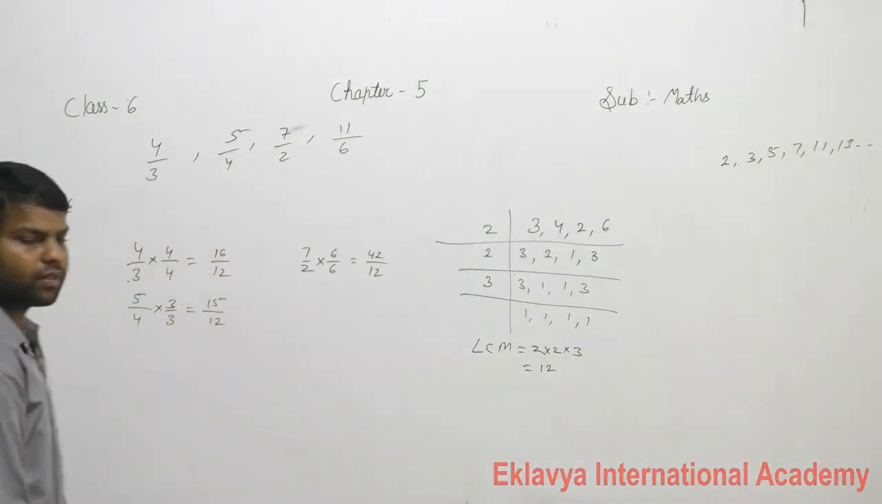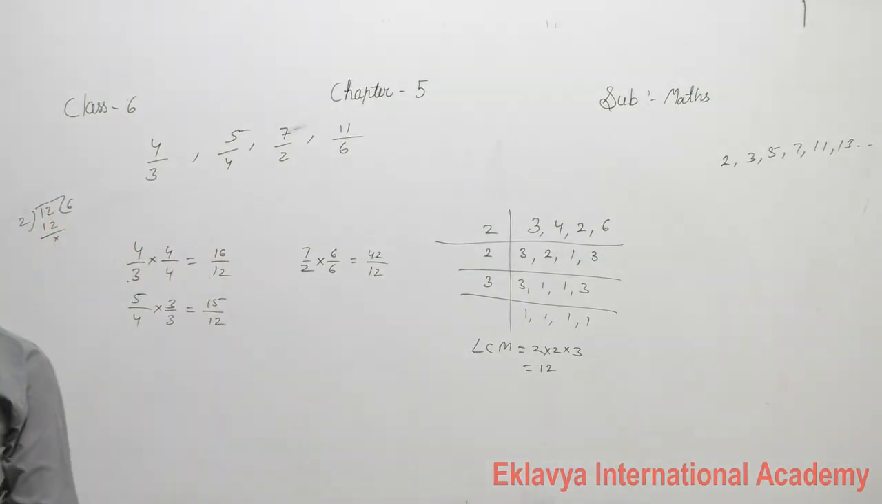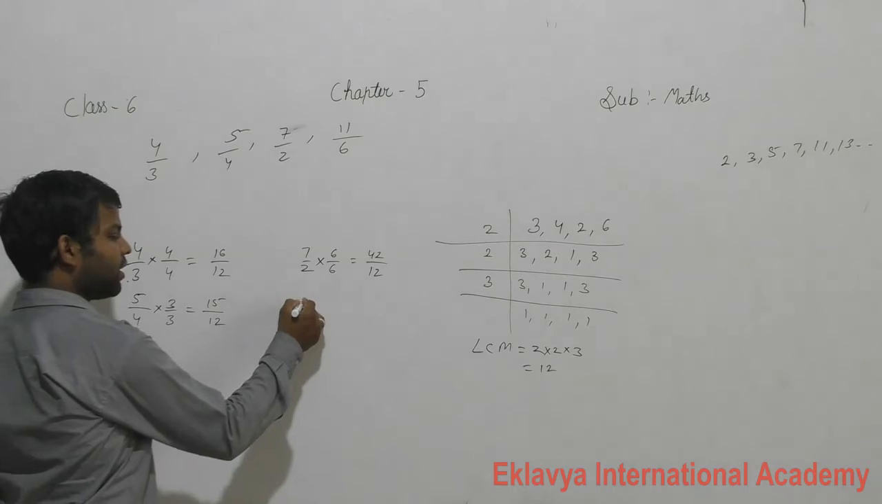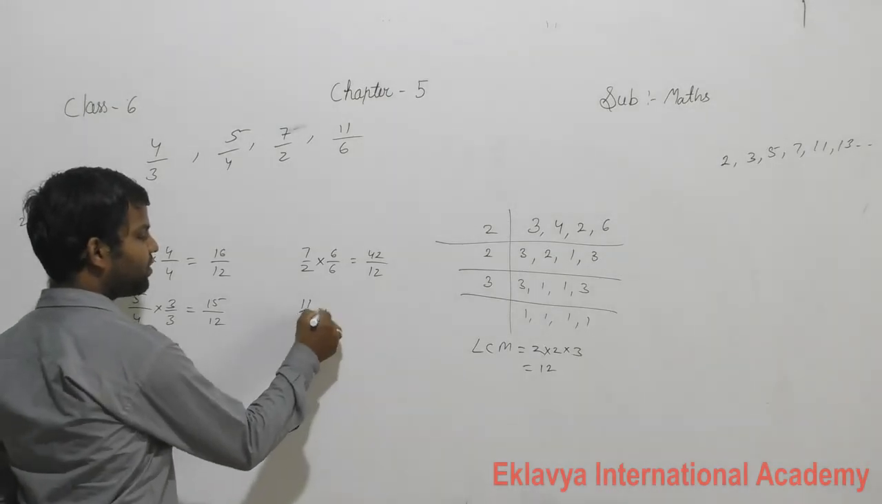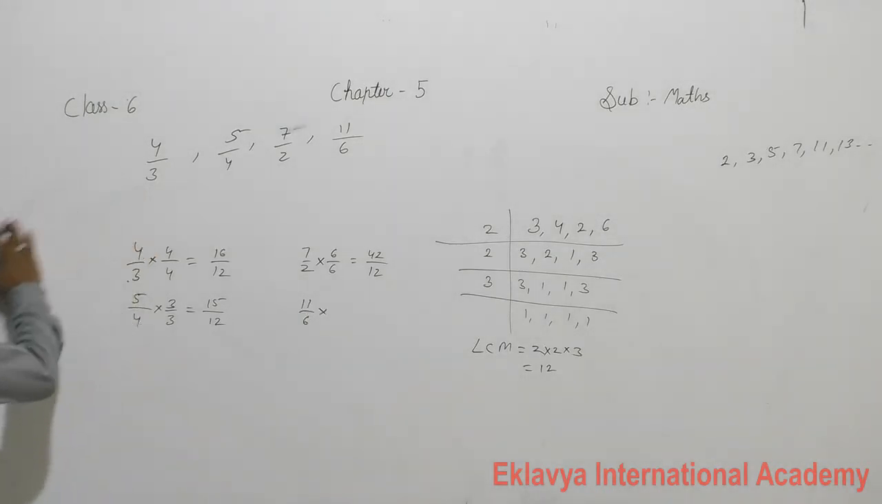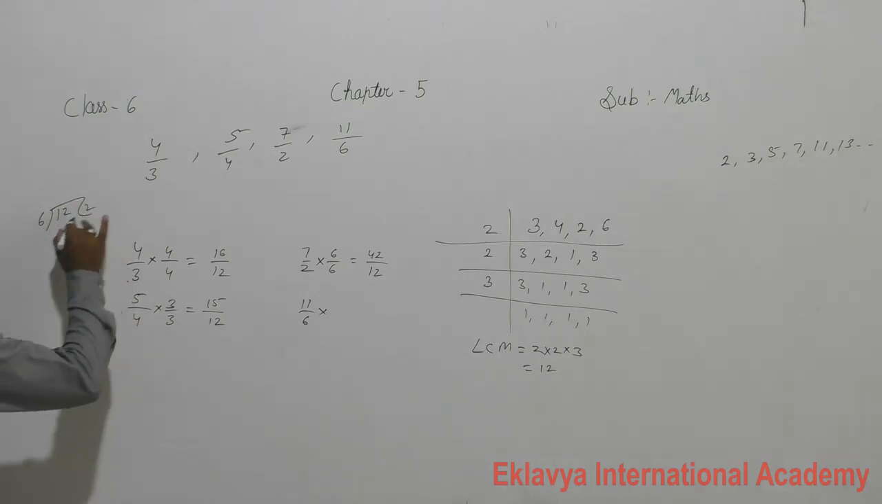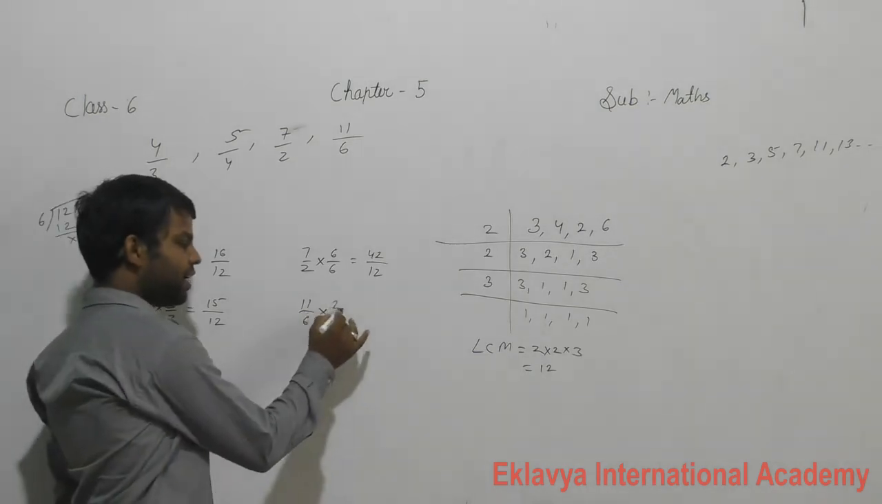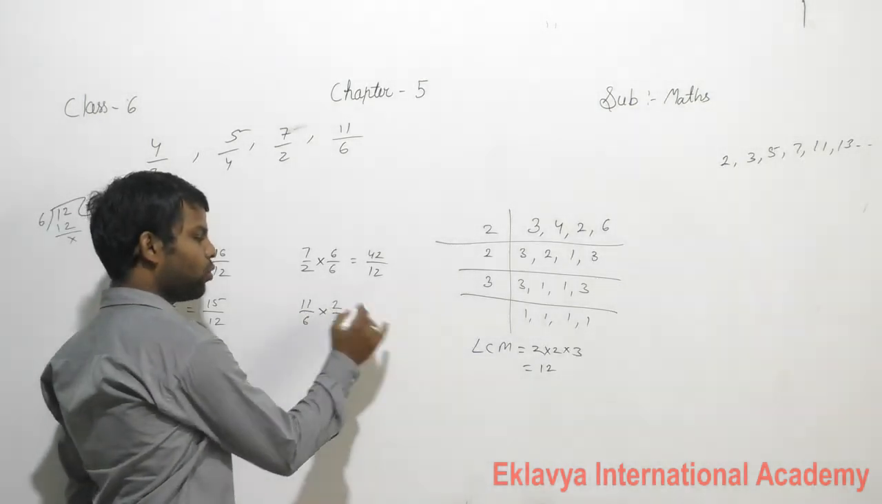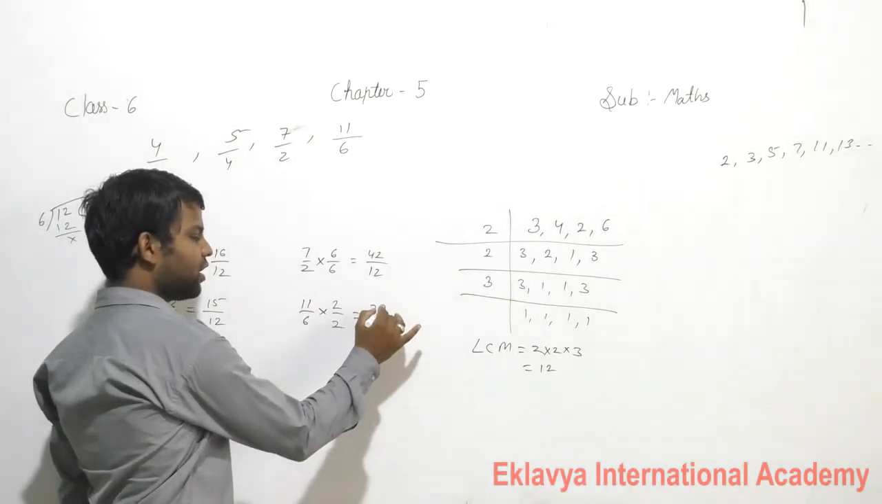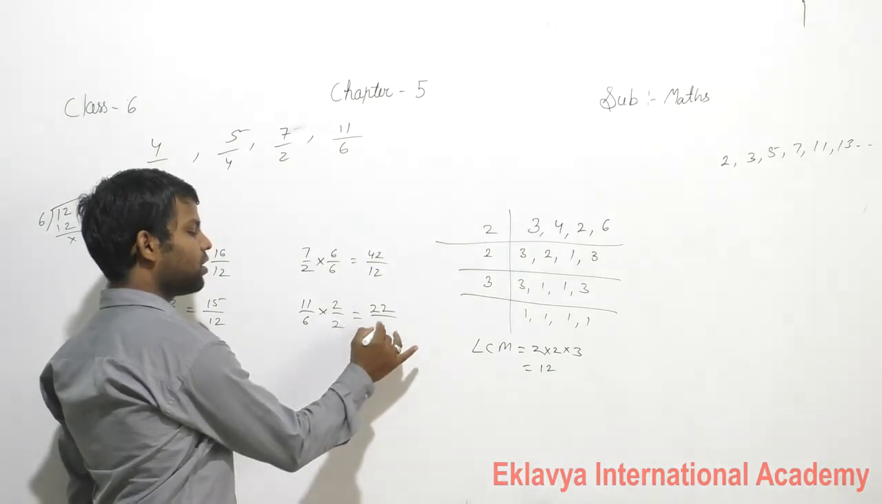Okay. The fourth fraction is 11 upon 6. Then we divide 12 by 6. How many times? 2 times. 6 twos are 12. So we multiply the denominator and numerator by 2. Then 11 twos are 22 and 6 twos are 12.